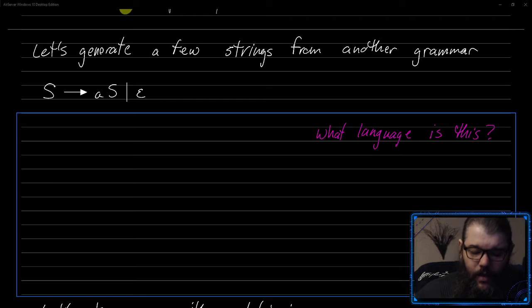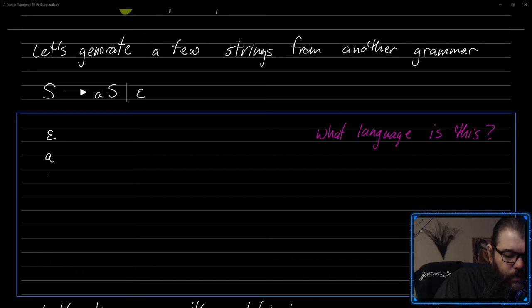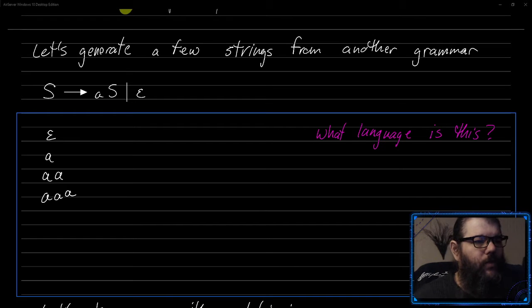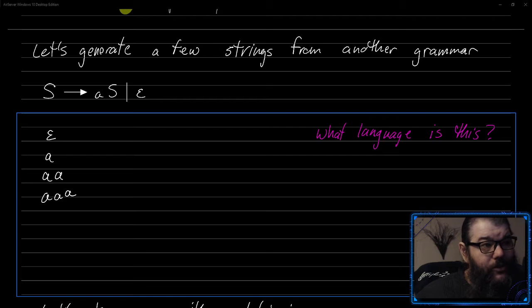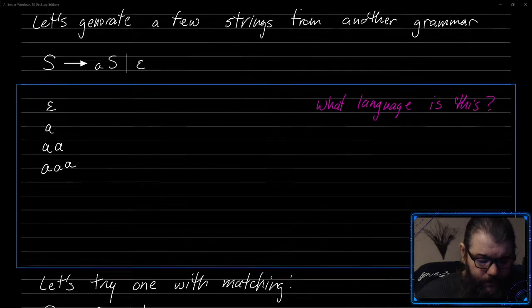Okay, hopefully you're back. And the question is, what language is this? After you see the strings that are generated by this, you tell me what language this is. So here are some strings generated by this grammar. What language does that start to look like? Hopefully you get something like A star out of that. This is a grammar that recognizes a regular language. That's okay. Grammars can do that.